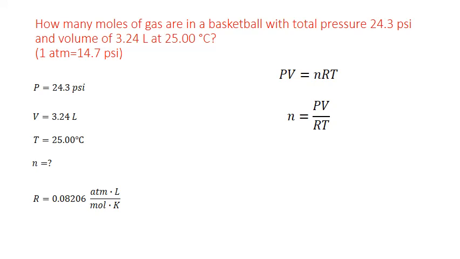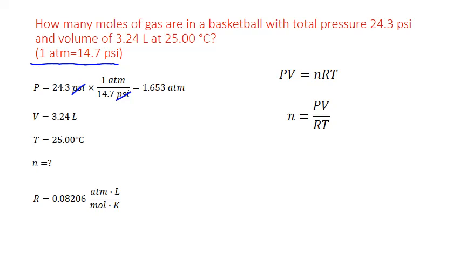And we just need to make sure that all of our other variables are in the right units to cancel out. So pressure needs to be in units of atmospheres. So we can convert into atmospheres using the conversion factor given here. And we'll set it up so that PSI cancels out. So the 14.7 has to go on the bottom. We get 24.3 times 1 divided by 14.7. That gives us 1.653 atmospheres.